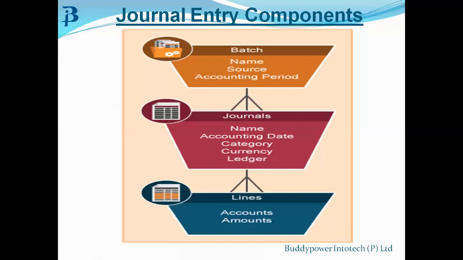Basically this requires accounts and amounts. Your total debits must equal your total credits of all the journal entries that you post. It's all shown in the line. All right, so you're clear with these journal entry components? Yes, ma'am. Okay, fine.